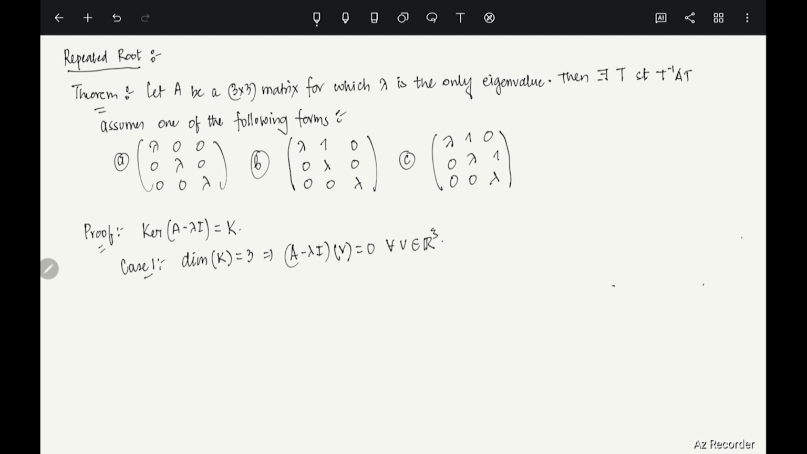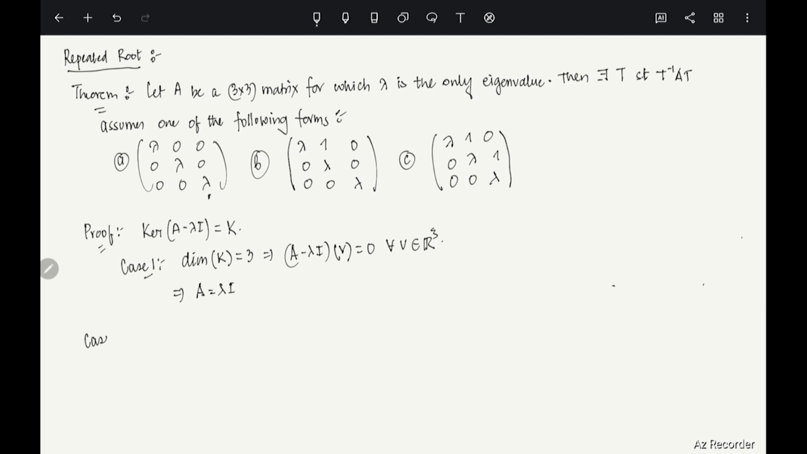So essentially for any V in R3, you have (A minus lambda I)V equals 0. What does that imply? Since this relation holds for all V, that implies A equals lambda I. Of course it has to be, there is no other option. A equals lambda I. Clear? So the first case is trivial, and this actually holds for n cross n also. It's the same thing.